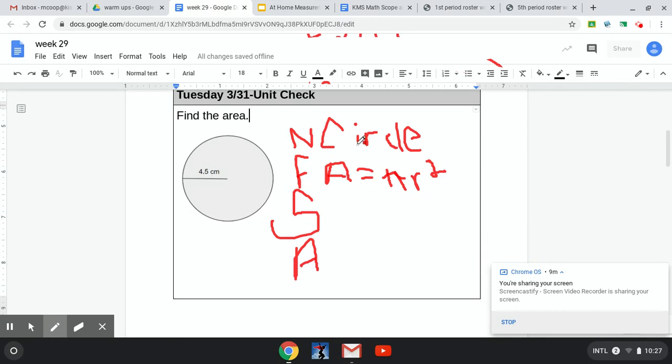Okay, moving on to number 2. This one we are finding the area. It's the same circle. So the name is circle, but this time we're using the formula A equals pi r squared. When we substitute, we do not know the area, so I'm going to go ahead and leave the A equals, I'm going to take out pi and put 3.14, and my radius is 4.5.